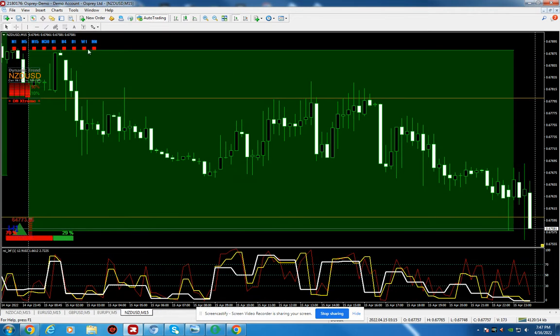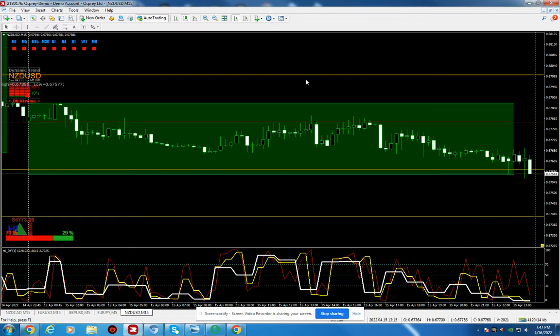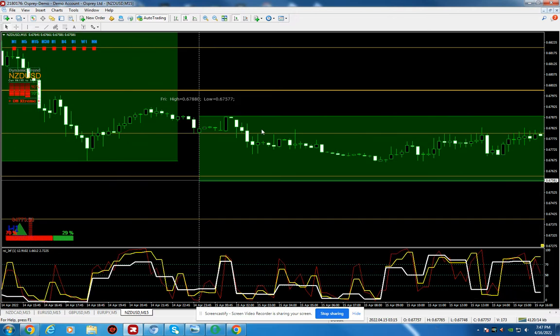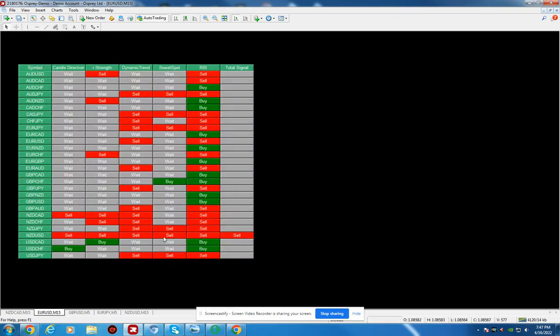This is the New Zealand USD. See what the dashboard said: this aligned, this aligned, this aligned. And the sweet spot was also aligned. Let me explain how the sweet spot is going to work. These levels are 20 pips apart. So when all these indicators aligned, as we said before for New Zealand USD, it means the sweet spot level was broken. This time frame is only the 15 minutes time frame.